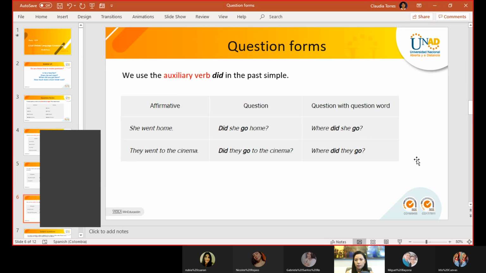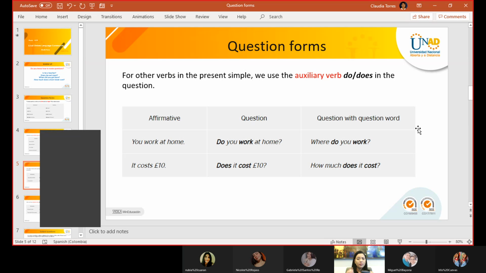Okay, so we're going to move forward. Here, as you remember at the beginning, when I was asking you to identify the difference between questions, we also have some questions that start with the auxiliary verb, right? In this case, do and does. And this is especially for the present simple tense. Now, when do we use do and when do we use does? Do you know when we use do and when we use does?